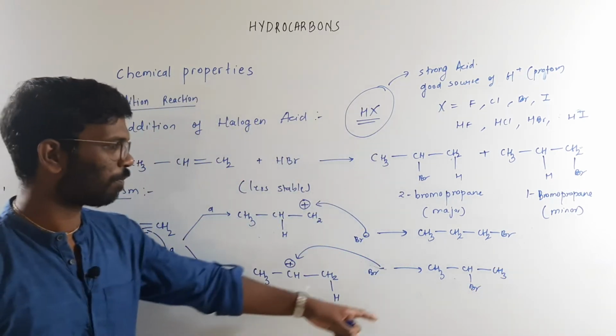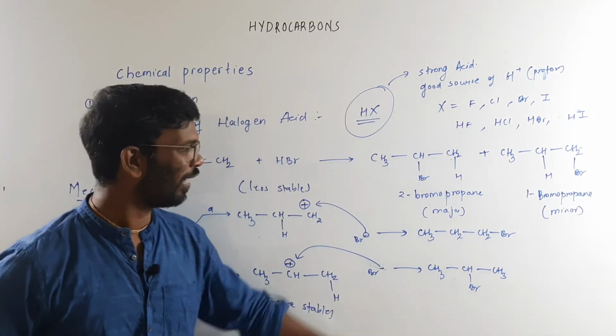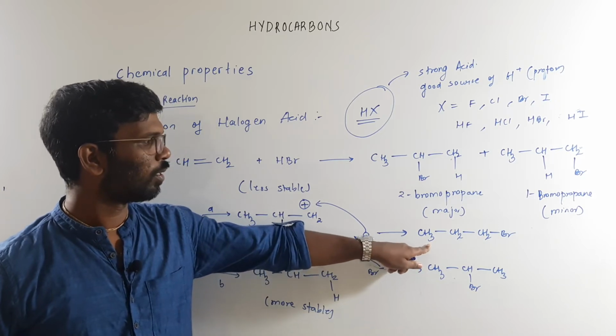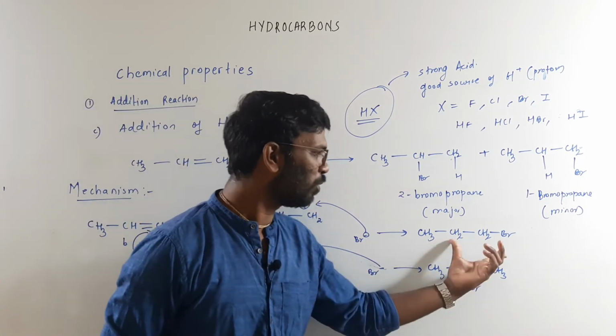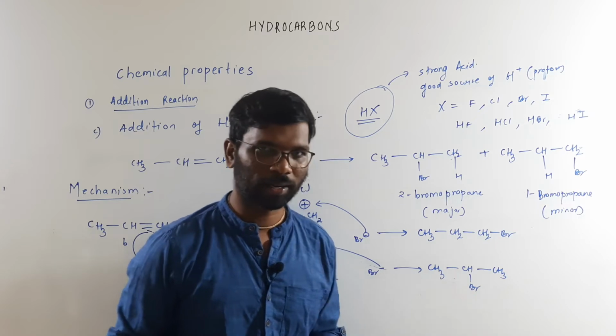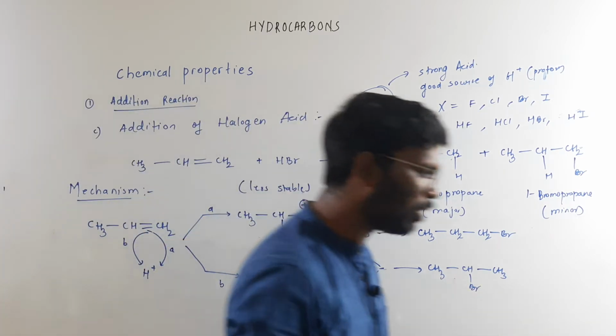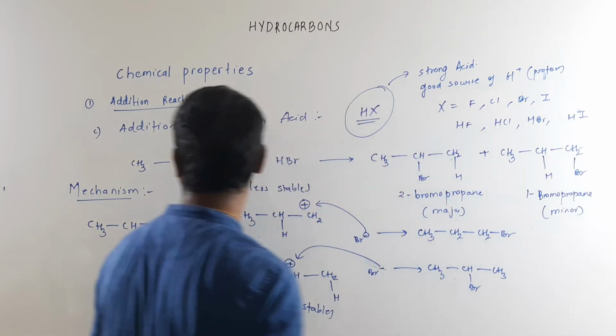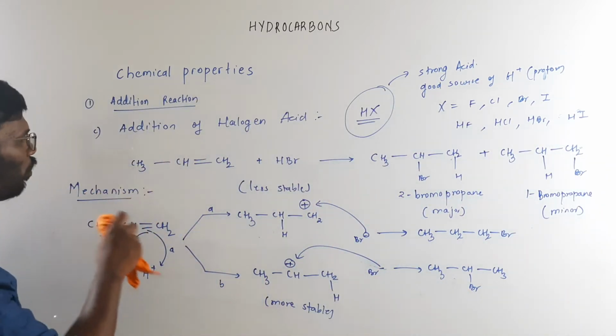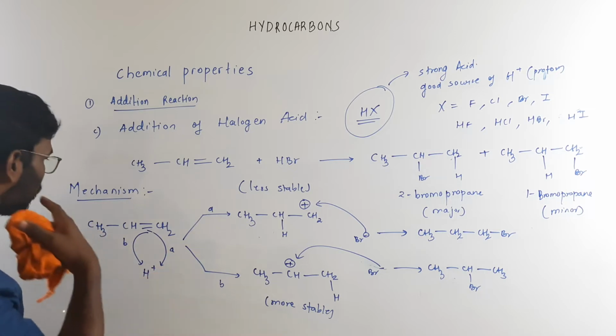One is 2-bromopropane and other is 1-bromopropane. So this is the minor product, this is the major product. Now this is the mechanism, but if you think of the rule directly, there is one rule that is known as Markovnikov's rule. I'll just write that rule, then you can make a note of this.